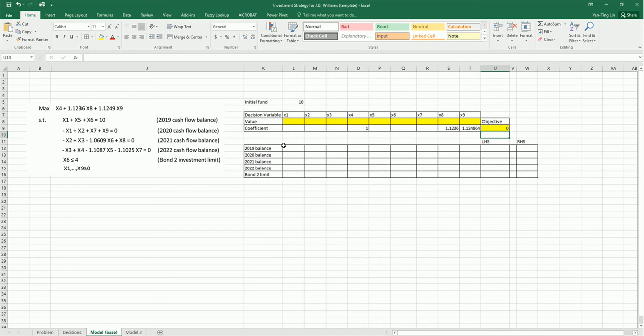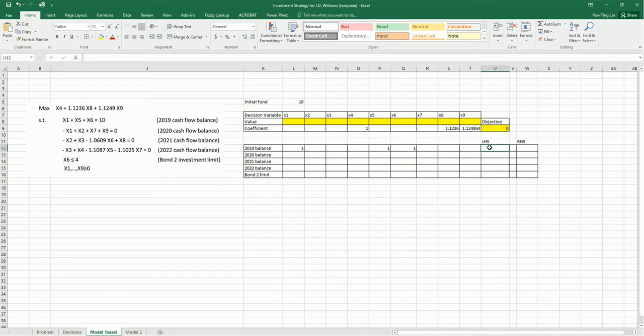Now let's enter the constraints: 4 balancing constraints and 1 constraint on bond 2. Here we're going to simply enter the coefficients for those decision variables in each constraint. For example, constraint 1 has only x1, x5, and x6, and the coefficients are all 1s. So we enter 1 for x1, 1 for x5, 1 for x6, and we can leave the rest empty. Excel will treat them as 0.